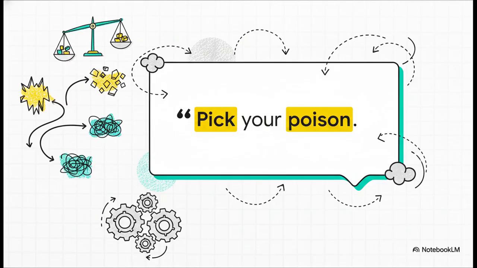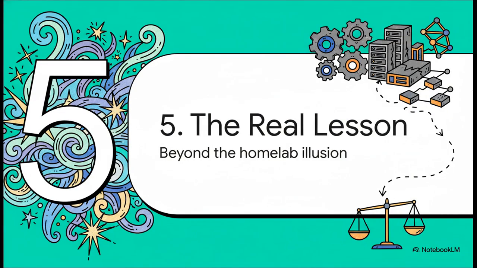That sums it up perfectly. You are not finding a perfect, problem-free solution. You're making a conscious, architectural choice about which set of challenges you and your team would rather deal with. Okay, so let's wrap this up. What's the real lesson here? What's the big takeaway from this whole journey from the home lab illusion to the hard reality of massive scale?